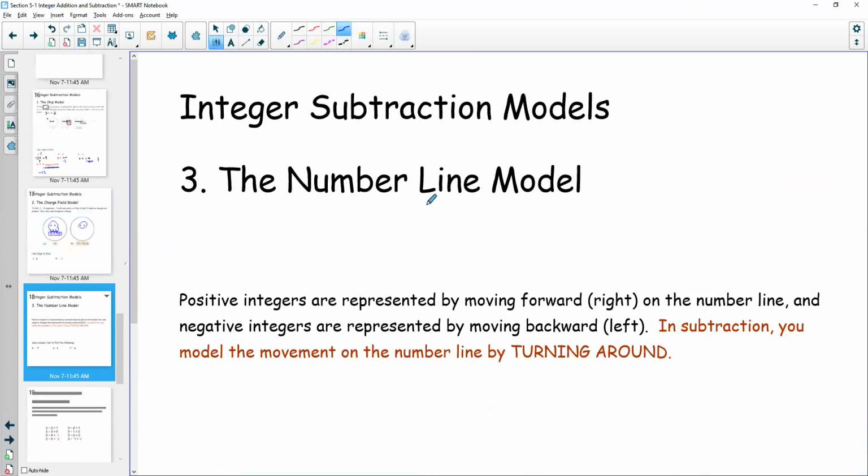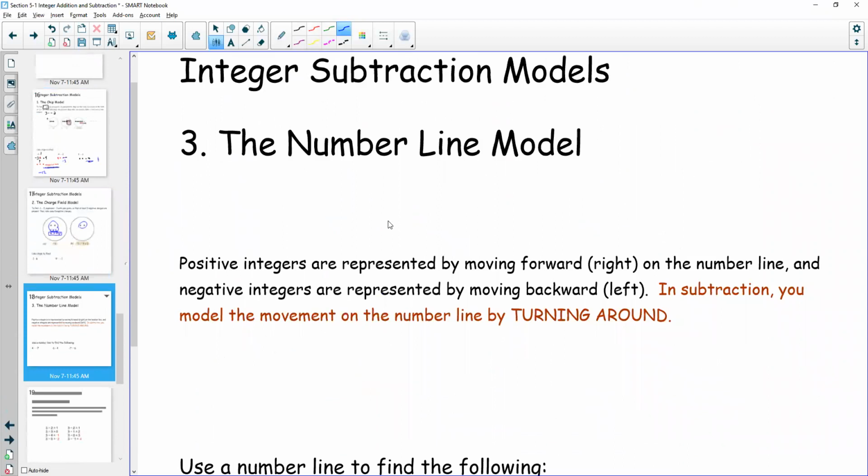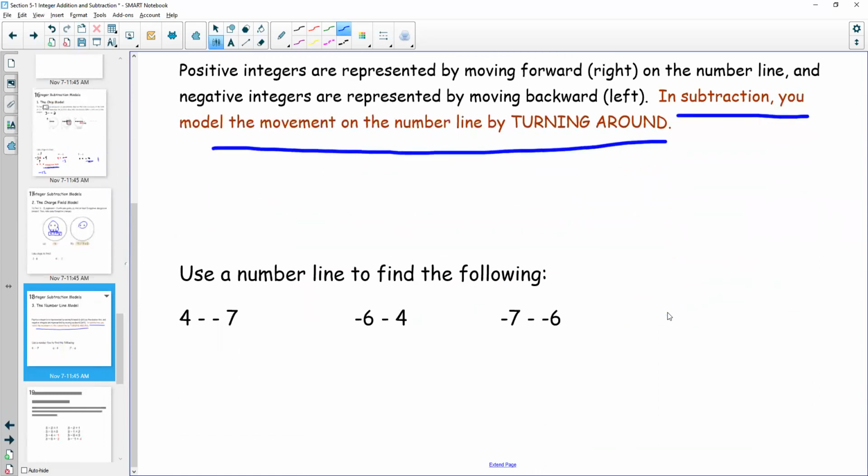Number lines are even a little tricky, okay? We do move forward for positive numbers to the right and move backwards for negative numbers to the left. In subtraction, when you subtract, you turn around. This is why in middle schools you see people with number lines written on their floors, because that's how they physically have kids walk on it and turn around. Okay, so here's how this would work.